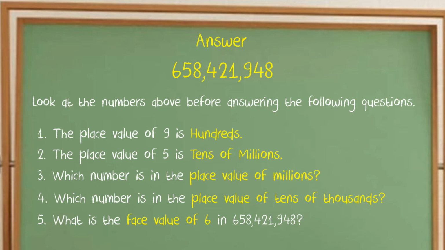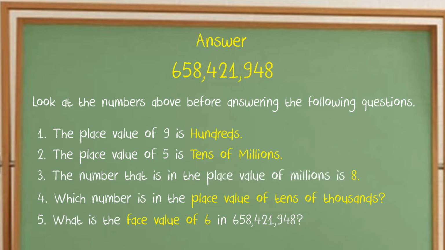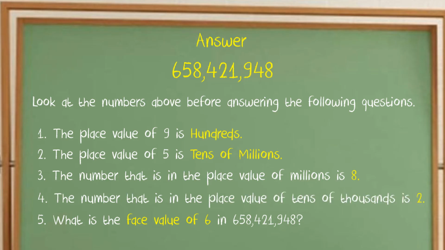For number 3, we were asked which number is in the place value of millions, and that would be the number 8. For number 4, we were asked which number is in the place value of tens of thousands, and that would be the number 2. Well, for the final question, what is the face value of 6 in that number? And the answer, of course, would be 6.